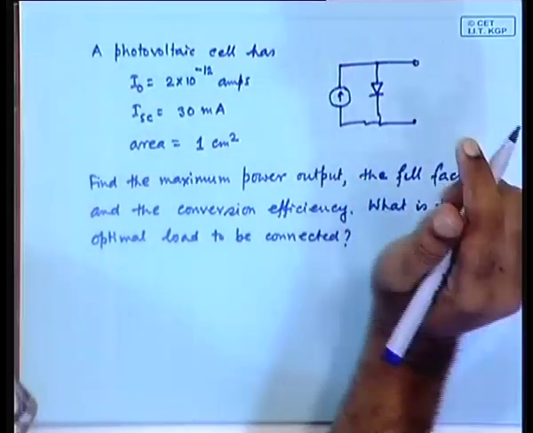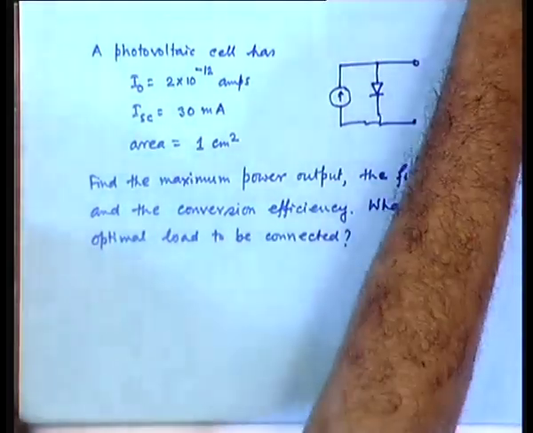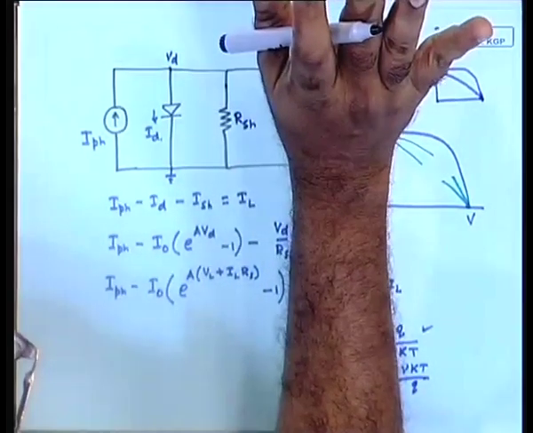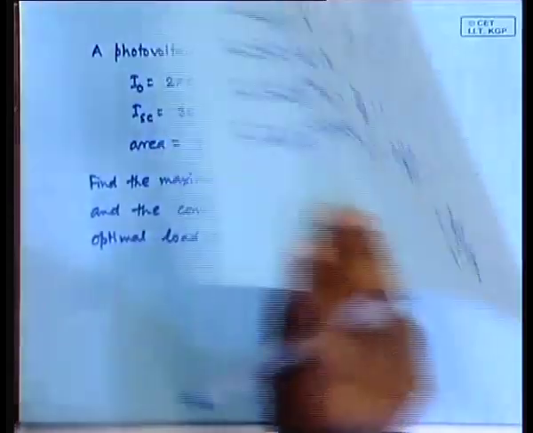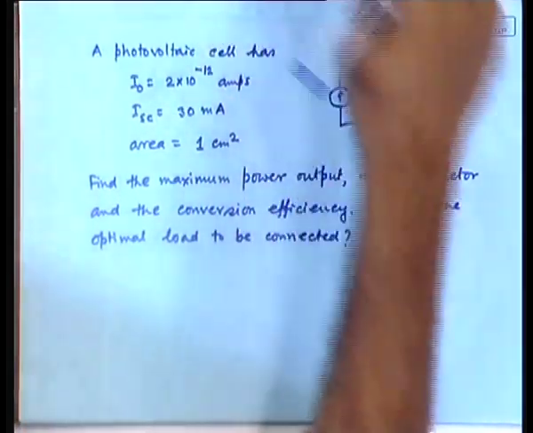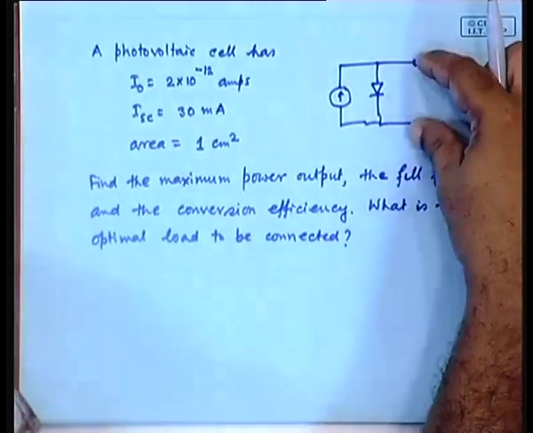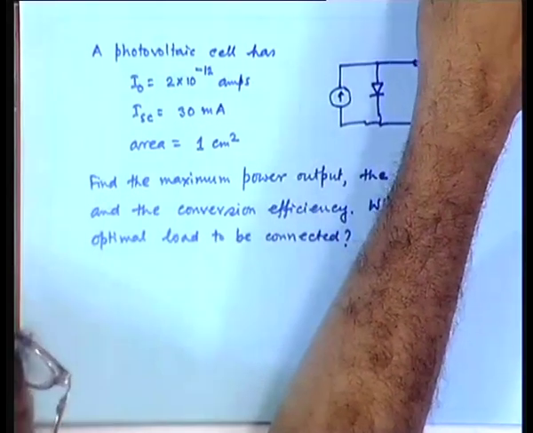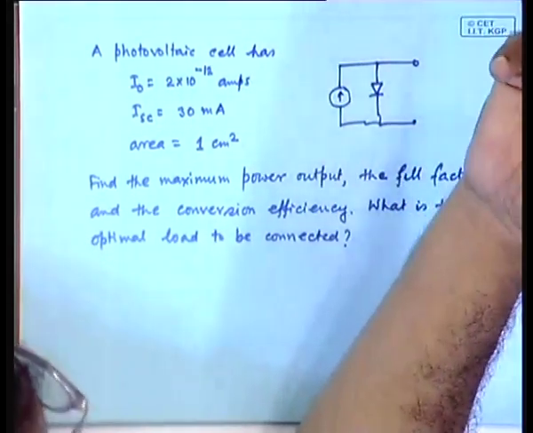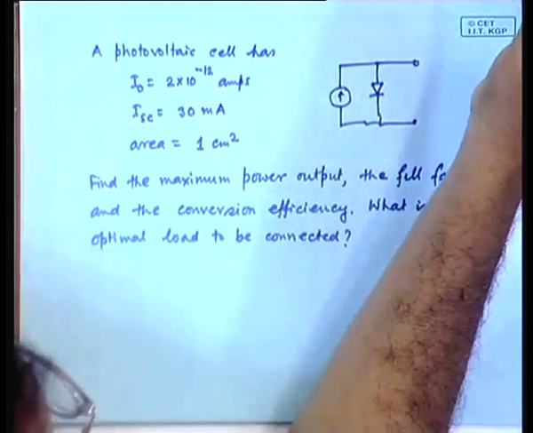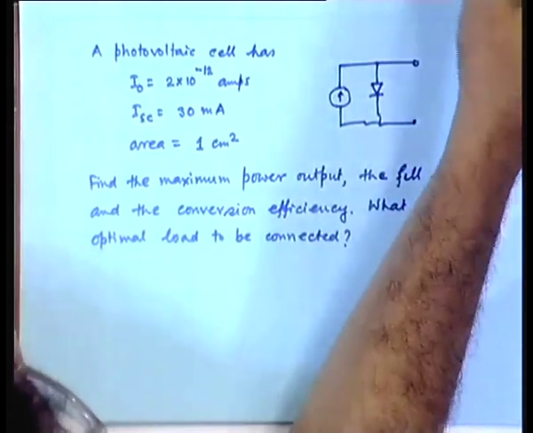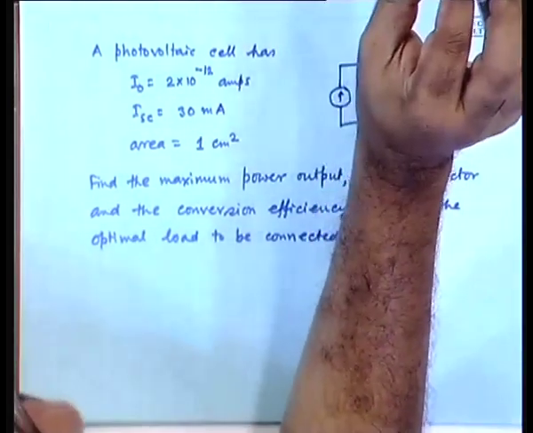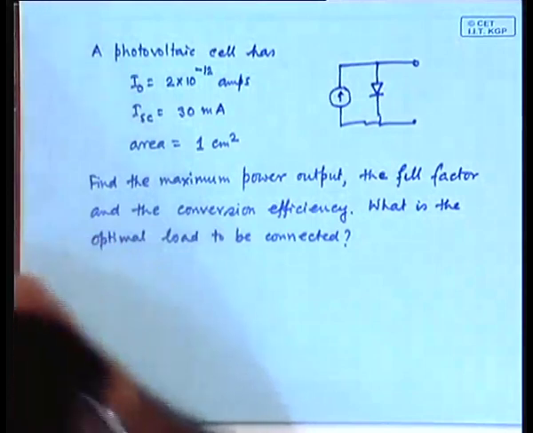How will you proceed? First, you know that from here you can find out VOC, the open circuit voltage, you have already seen that. So, how do you find the open circuit voltage? Simply by assuming IL to be 0, put IL equal to 0 in this equation. If IL is equal to 0, RSH has no effect, so RSH automatically goes off. You can also, as I said, ignore RSH, assuming that it is infinite. So, you have an expression for open circuit voltage, and you can find the open circuit voltage.